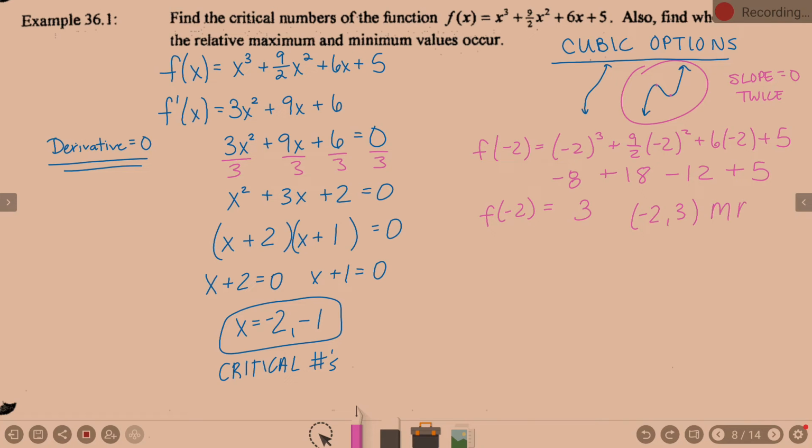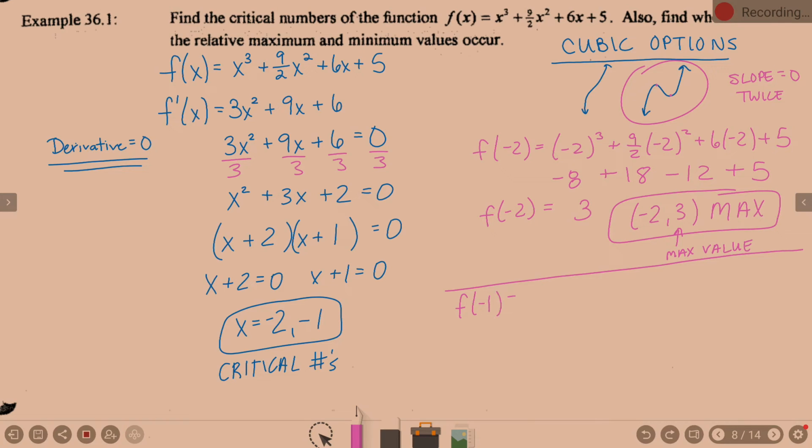And we have already decided that this is a max. So officially, the maximum occurs at negative 2. The max value is 3. So if we want to talk about what is the max value, that is 3. And we have to do negative 1.